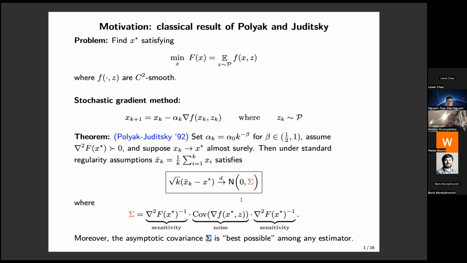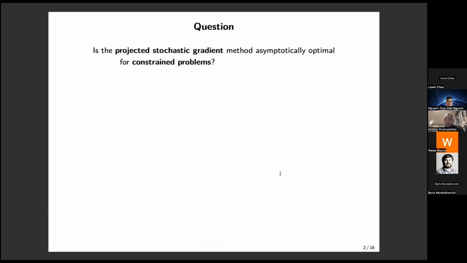So in a sense, this gives us very precise asymptotic information about how good stochastic gradient is. And in a sense, it's the best possible asymptotically. Okay. Good. So that's the background.